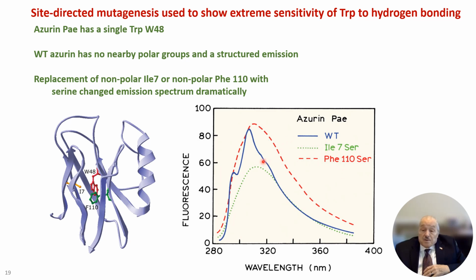And what these researchers did, which I thought was extremely clever, they replaced these two, one at a time. They replaced either the isoleucine residue or the phenylalanine residue, both that are nonpolar, with a single serine residue. The serine, as you might recall, has a hydroxyl group on it, and the placement of the single hydroxyl group around this tryptophan residue shifted it to the unstructured, longer wavelength emission. So it doesn't take much to shift the tryptophan.